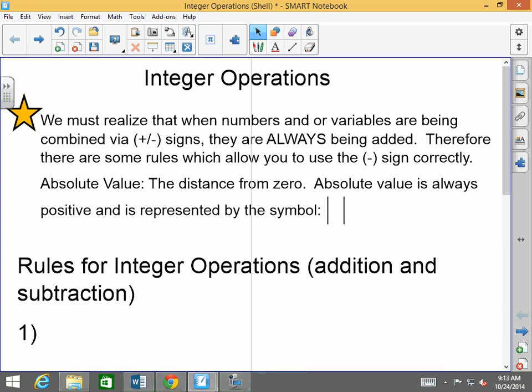But in order to understand these rules, we first have to understand the definition of absolute value. Absolute value is the distance from zero. Absolute value is always positive since it's a distance, and is represented by this symbol that you see here. Looks like two straight lines. That's what absolute value looks like.